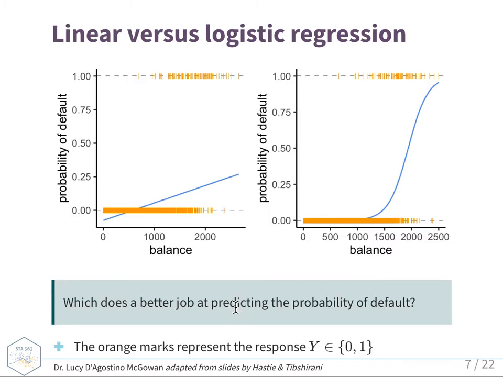So, linear versus logistic regression. Here, the orange tick marks represent the response, either 0 for the folks that do not default, or 1 for the folks that do default. On both of these graphs, I'm plotting balance on the x-axis and the probability of default on the y-axis. And my little ticks are going to be the same in both cases because I'm just plotting those as the actual true y values that we see. But over here, I fit a linear regression model to this data, so I just get a straight line.